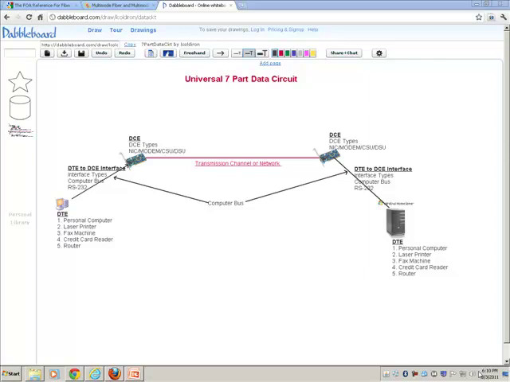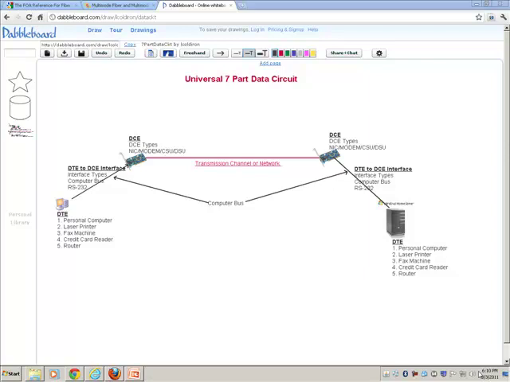DCE's got a clock rate. That's the only real difference in a router. So it's a data communications equipment. When you're connecting to an ISP, the ISP typically provides the clock rate, so you normally aren't going to have to worry about it. But in this thing, the DTEs are things like computers, it says laser printer, computers, printers, fax machines, a credit card reader, a router, some device that has an interface.